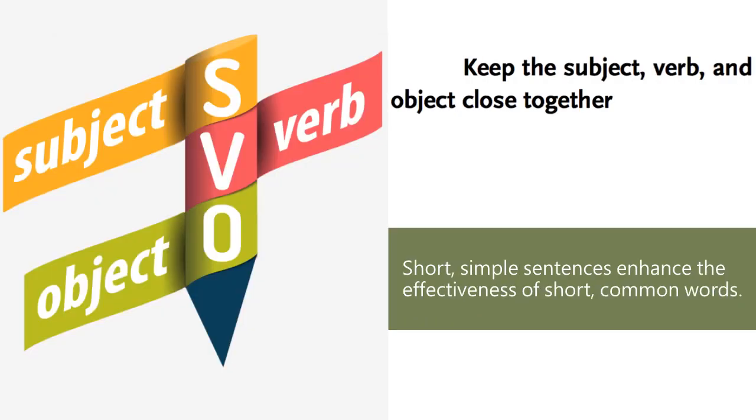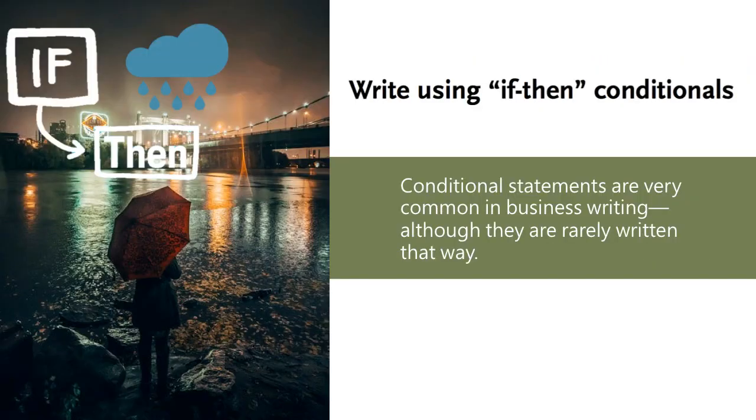Then the next is to keep the subject, verb, and object close together. The natural word order of English speakers is subject, verb, and object. Your sentence will be clear if you follow this order as closely as possible. Then the next is to use if-then conditionals. When we utilize a conditional, we follow the natural English word order very closely. Then the sentence will be easier to read.